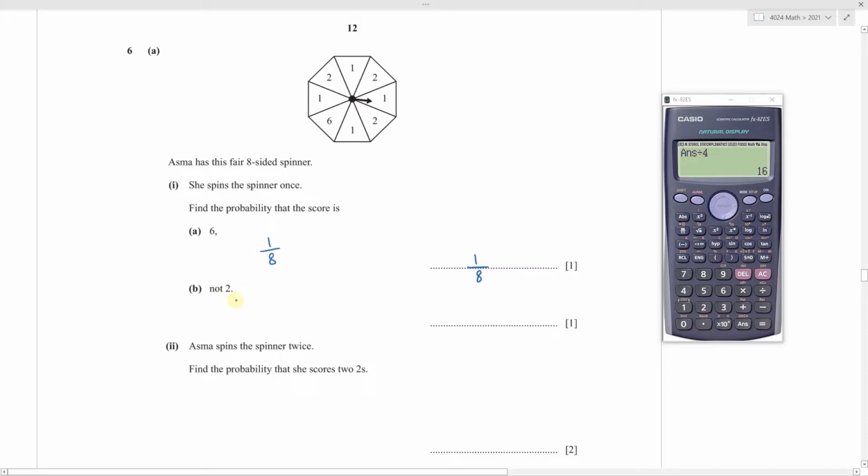What is the probability that you do not get a 2? Not 2. So what are the possible outcomes? 1, 6, 1, not 2. So this one and this one. So 1, 2, 3, 4, 5. 5 out of the 8 are not 2. So your probability that the score is not 2 is 5 over 8.